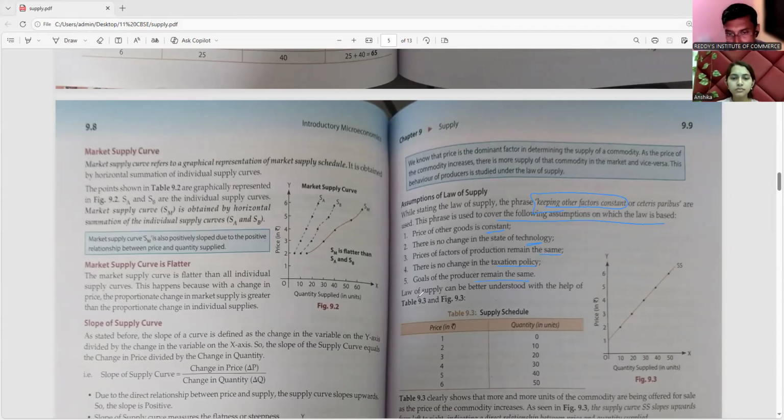Right? Now, the law of supply can be better understood with the help of this example. See, in this case, when price was 1 rupee, quantity supplied was 0. When price was 2, quantity supplied was 10. At 3, 20. Whenever price is changing, quantity is also changing. But other factors remain constant. All these factors remain constant. Only the price factor is affecting the quantity supplied. Are you getting my point?